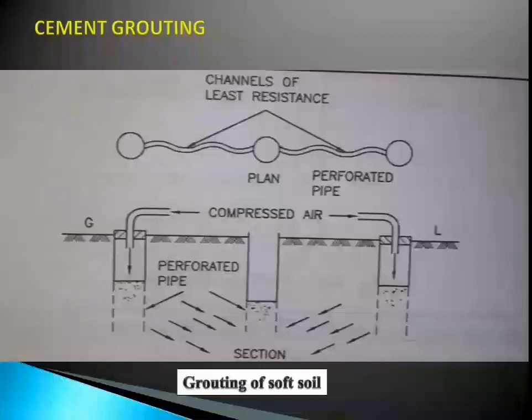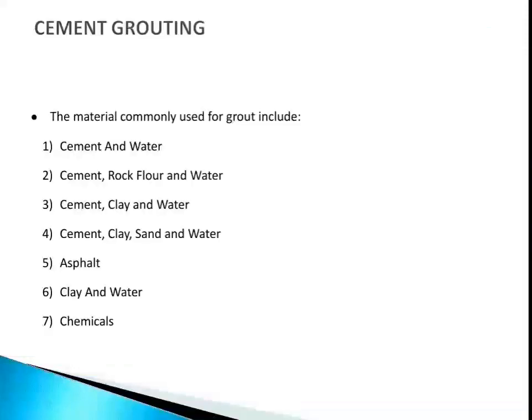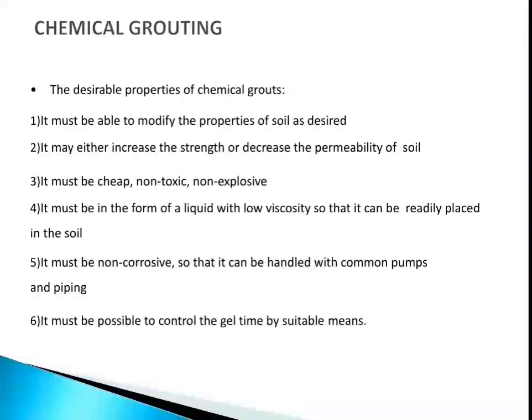Next one is cement grouting. We can see plan and section of grouting of soft soil using cement grouting. So cement grouting can be seen by schematic diagram, and jet grouting is also shown in the image. The materials commonly used for grout include cement and water; cement, rockfort and water; cement, clay and water; cement, clay, sand and water; asphalt, clay and water.